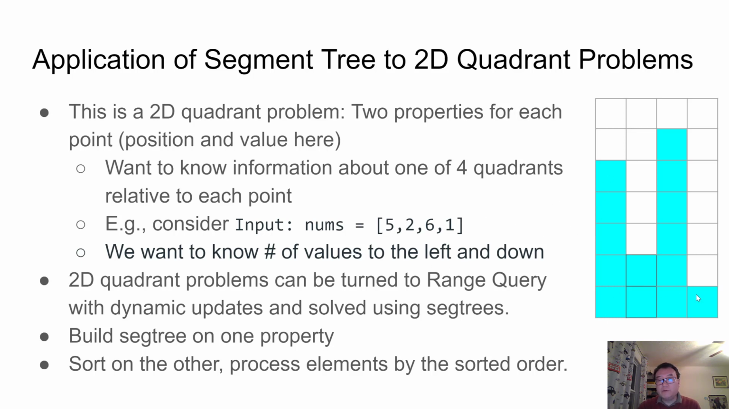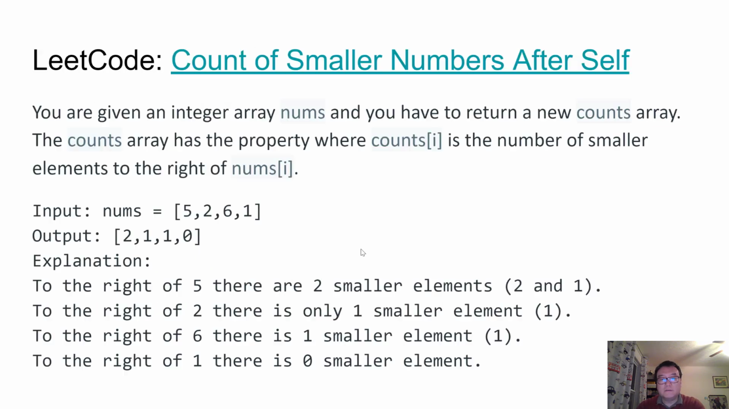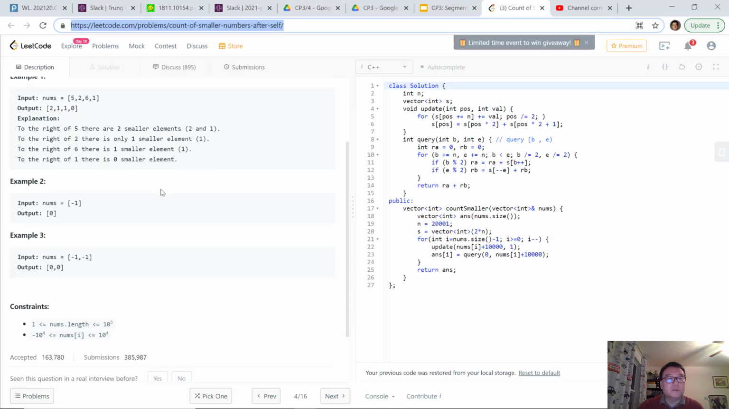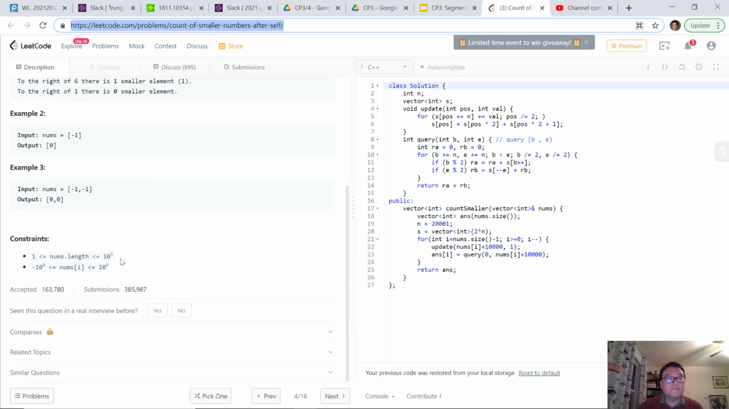So that's one way to do it, to build the segment tree on the array position, which is usually the more natural one. But for this problem, the elements are not very large. So let's go to LeetCode. The constraint is that the size of the array is up to 10 to the 5, and the values of the array are only from negative 10 to the 4 to positive 10 to the 4.